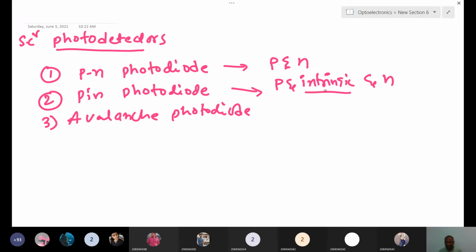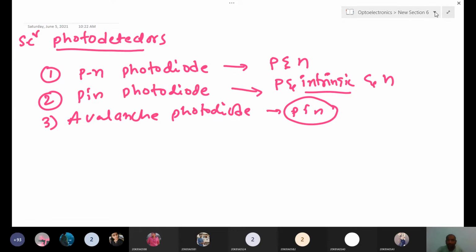The avalanche diode we will also see. This is also just like a PIN diode, but in some regions we will dope heavily. That is why it is called an avalanche photodiode. We will see that one when we come to it. Now we'll go to the PN photodiode.